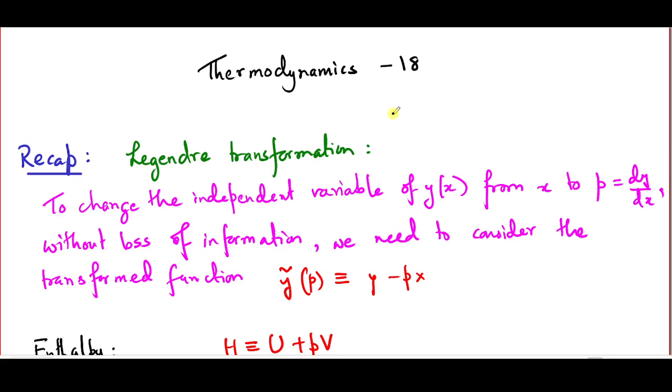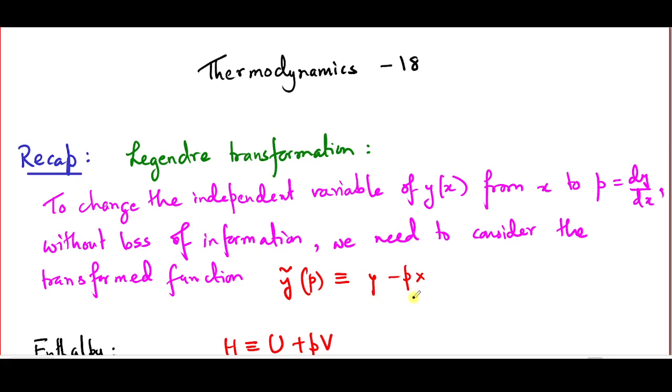In the last lecture, we met the Legendre transformation. The basic idea behind this transformation was based on geometry. If you are given a function y of x and want to change the independent variable from x to p, which is the derivative of y with respect to x, and this is the critical point, without any loss of information, then merely changing the variable from x to p and rewriting y will not do. What we need to do is consider a transform function, which I have written as y tilde of p here, and which by definition is y minus p times x.